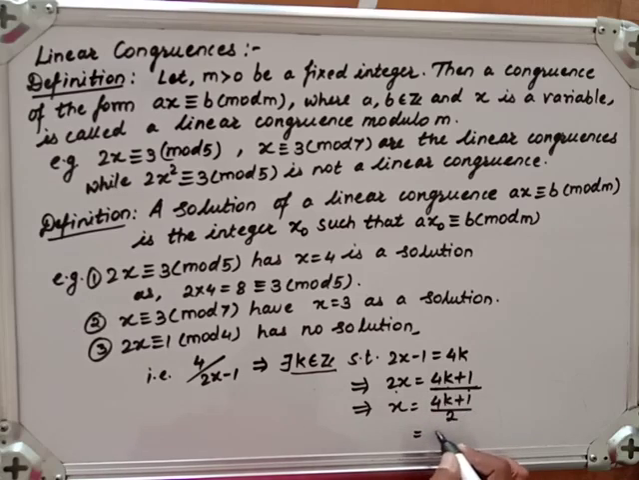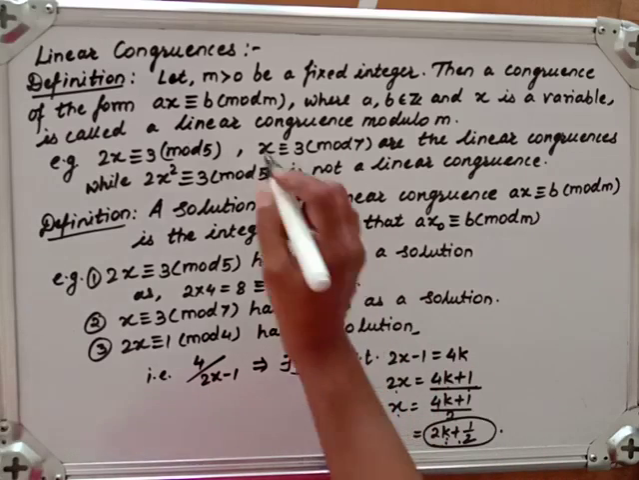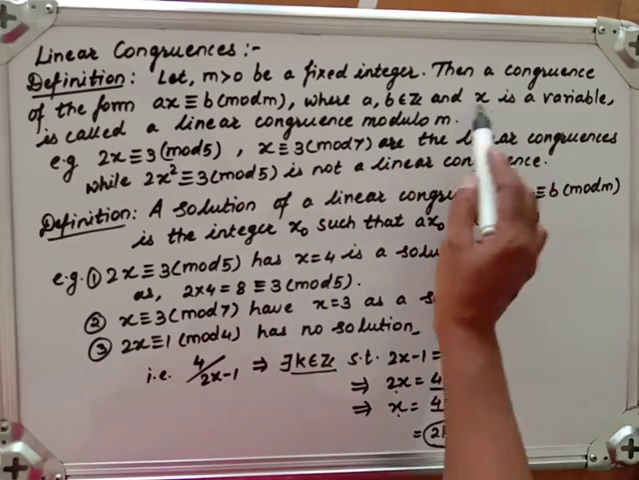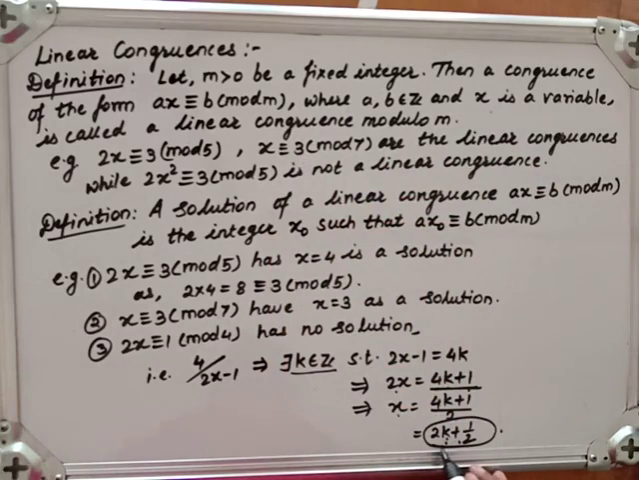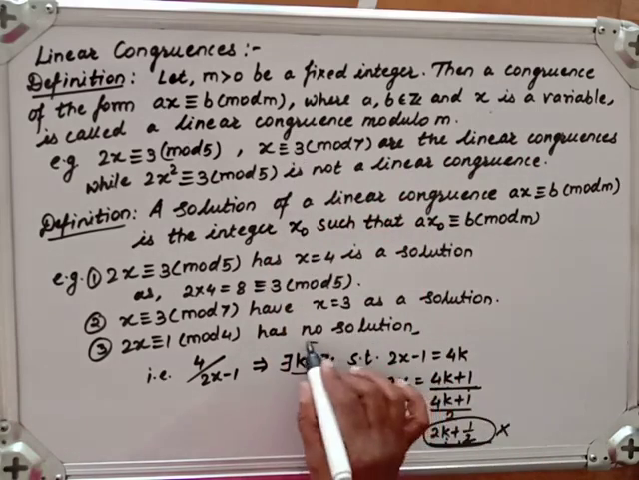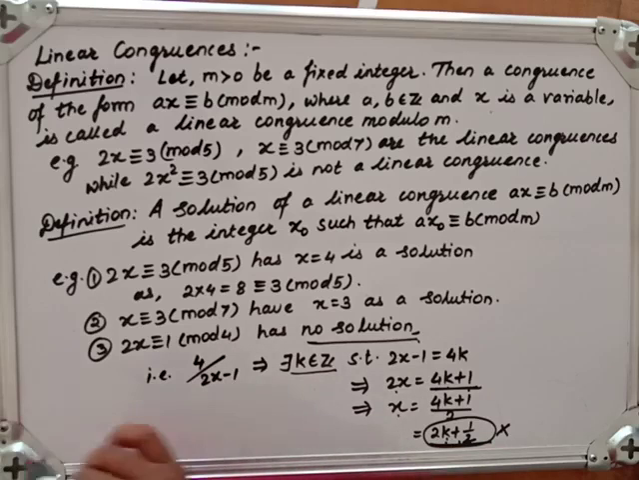So 2 times x will be an even integer, and an even integer is not of the form 4k plus 1. So it is not possible that there exists some k in Z such that 2x equals this. Or x is equal to 4k plus 1 upon 2, that is equivalent to 2k plus half. So for any integer k, x won't be an integer. But x is a variable that should be an integer. So this does not exist. That's why it doesn't have a solution.